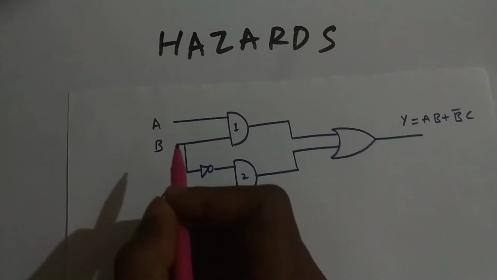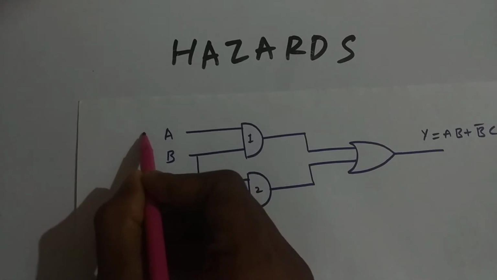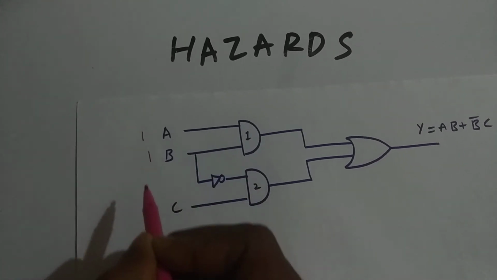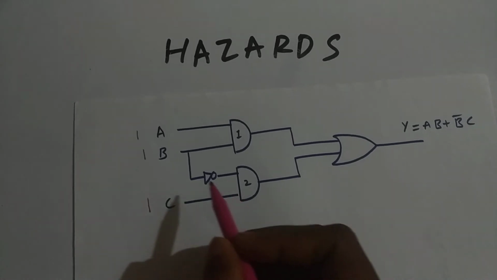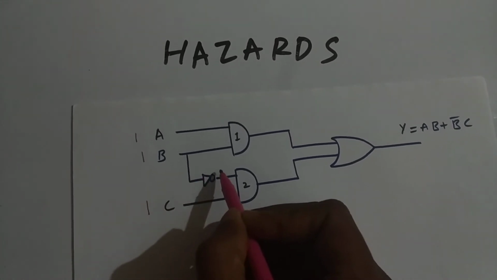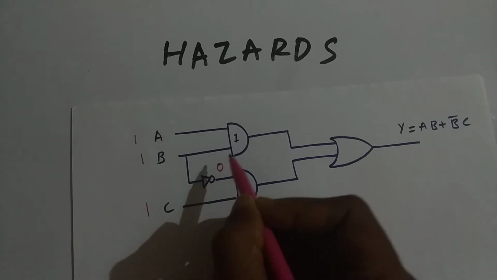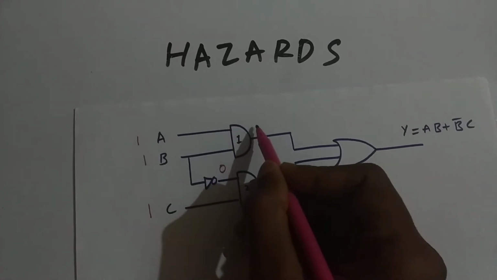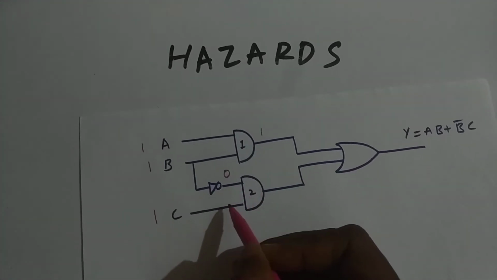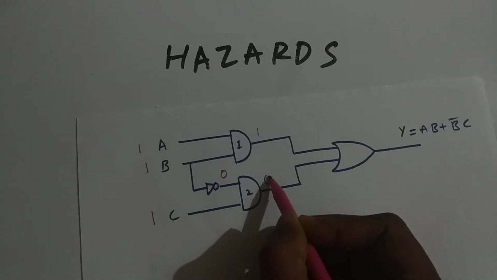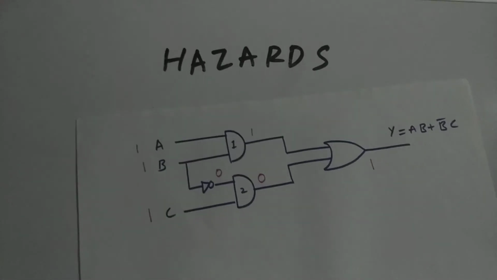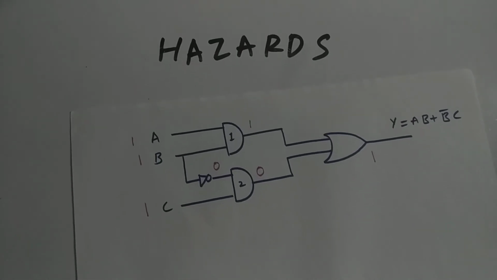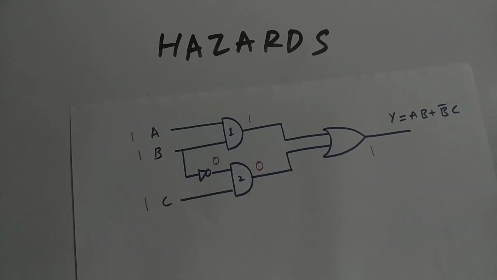So now let us consider all inputs to be 1. When all inputs are 1, as you know, B is inverted, so it will be 0 over here. The output of 1 and 1 will be 1 over here, and 0 and 1 will be 0. And it's an OR gate, so we'll get an output of 1. Till now it's fine, because the inputs are not changing, they are stable.